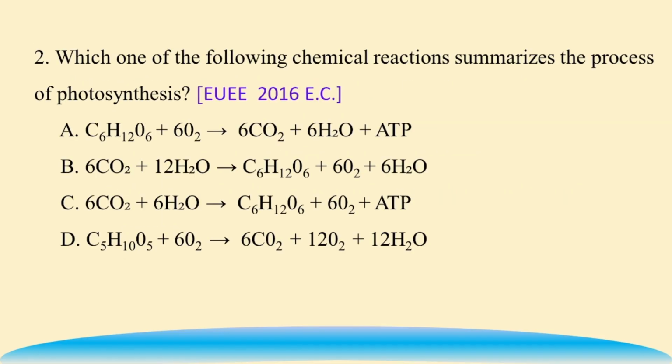Question number 2. Which one of the following chemical reactions summarizes the process of photosynthesis? A. Glucose plus 6O2 → carbon dioxide plus 6H2O plus ATP. B. 6 carbon dioxide plus 12H2O → glucose plus 6O2 plus 6H2O. C. 6 carbon dioxide plus 6H2O → glucose plus 6O2 plus ATP. D. Pentose plus 6O2 → carbon dioxide plus 12O2 plus 12H2O.